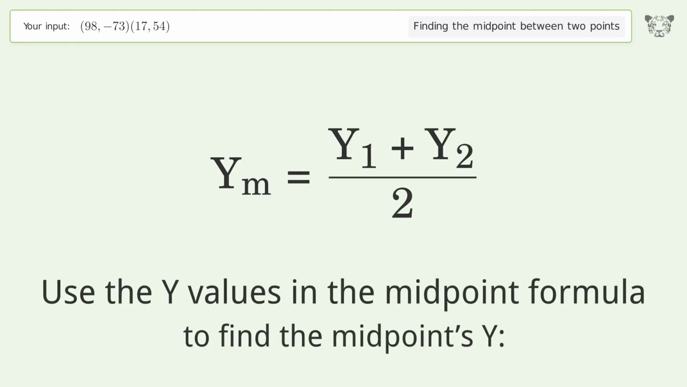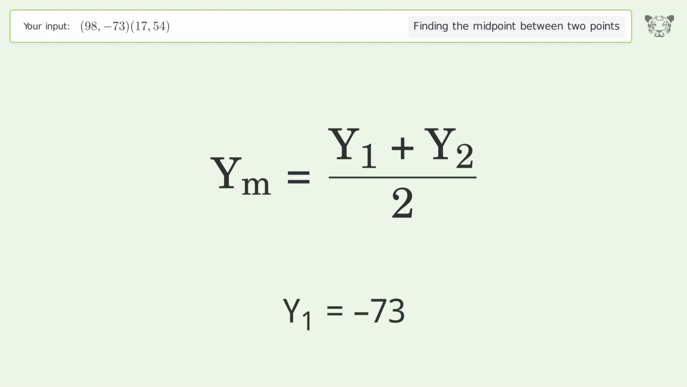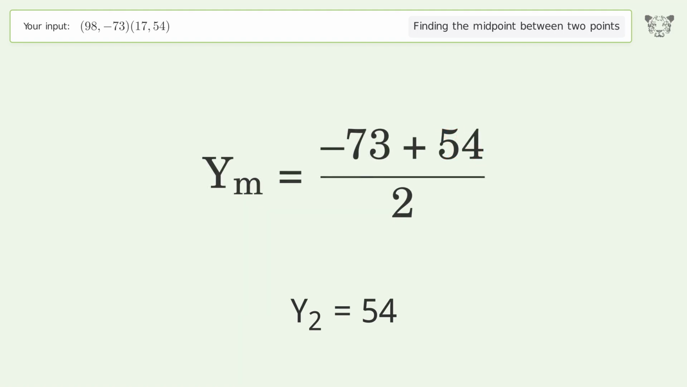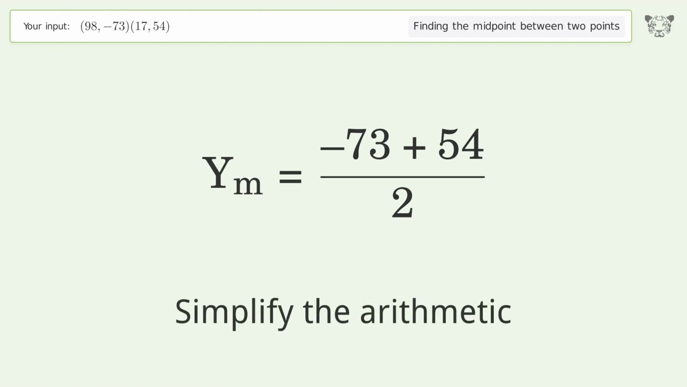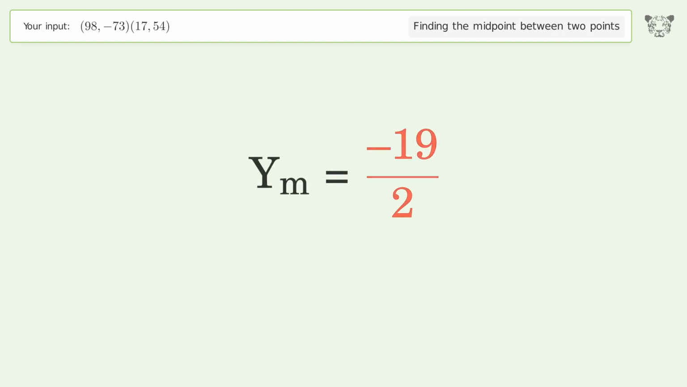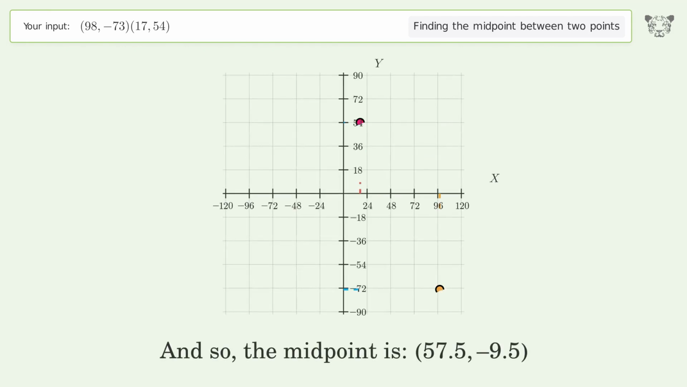Use the y values in the midpoint formula to find the midpoint's y. y1 equals -73. y2 equals 54. Simplify the arithmetic. And so, the midpoint is 57.5, -9.5.